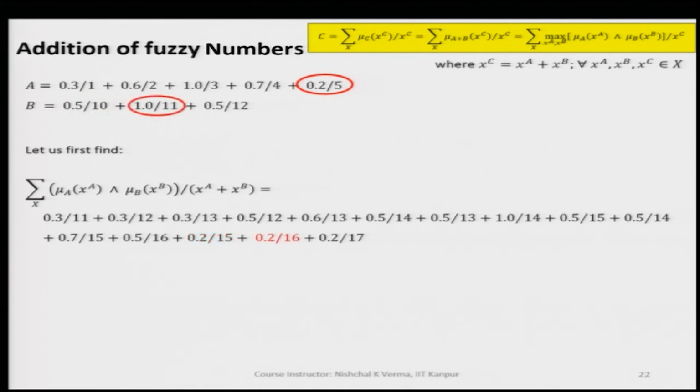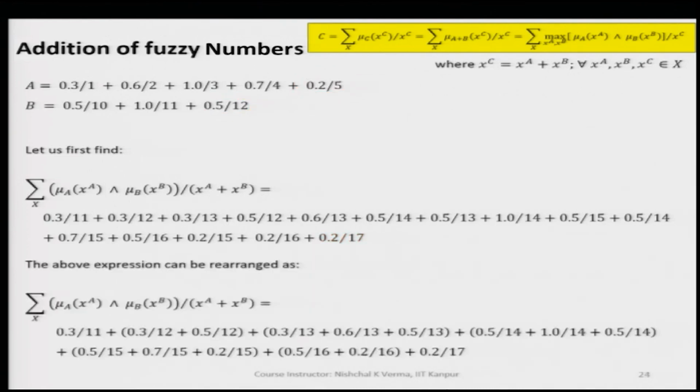Here with this combination we get 0.2 oblique 16, and finally, with this combination 0.2 oblique 5 and 0.5 oblique 12, we get 0.2 oblique 17. 0.2 because here the min of 0.2 and 0.5 will be 0.2, and then the generic variable values will be straight away added to give us 17. So, that is how we get all these values. Now, the next step is to rearrange these values that we have got, these elements that we have got.